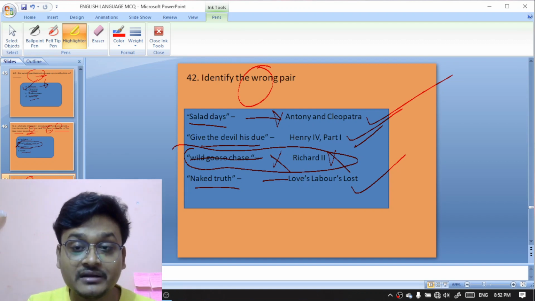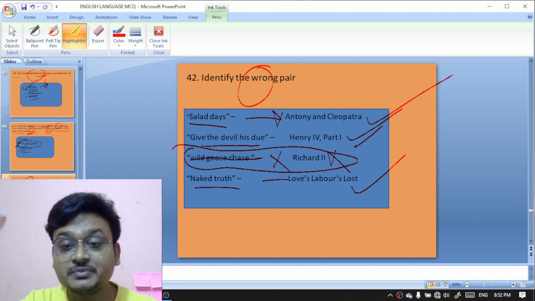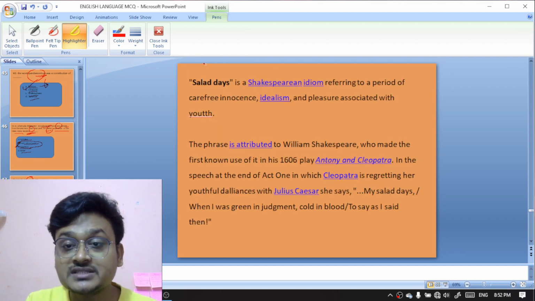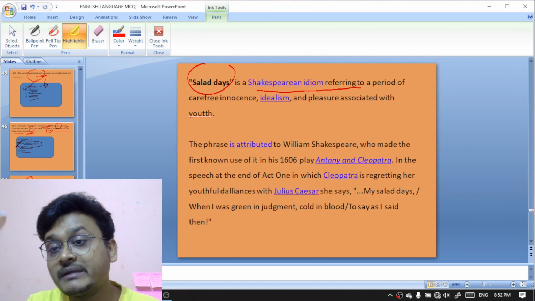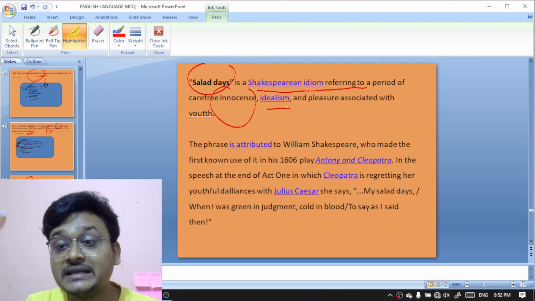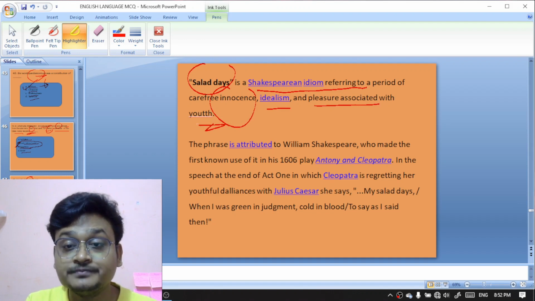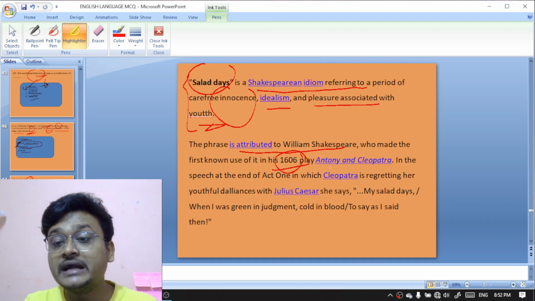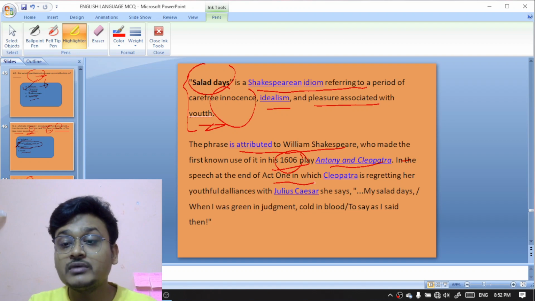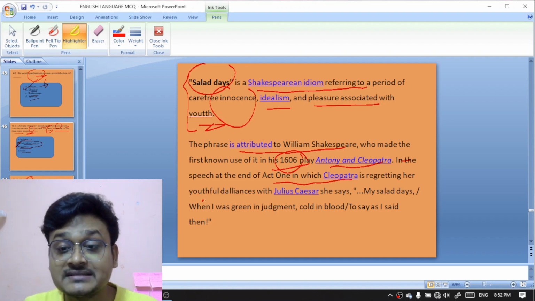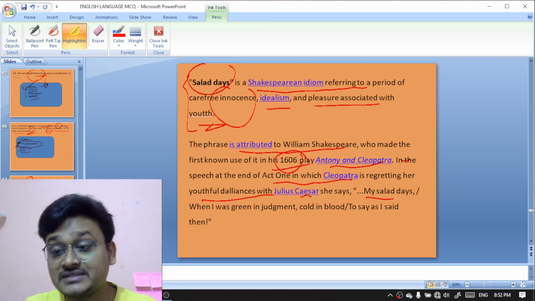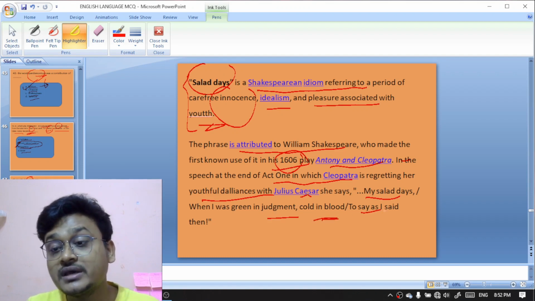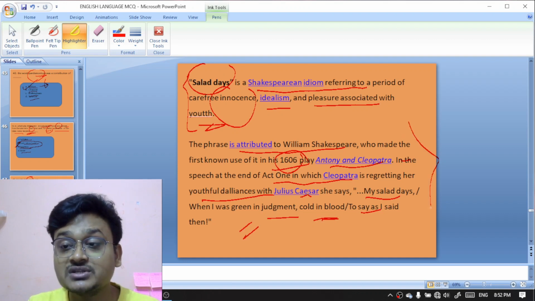Now what is salad days? Let's look at it. Salad days is a Shakespearean idiom referring to a period of carefree innocence, idealism, and pleasure associated with youth and inexperience. The phrase is attributed to William Shakespeare, who made the first known use of it in his 1606 play Antony and Cleopatra, in the speech at the end of Act 1, in which Cleopatra is regretting her youthful dalliances with Julius Caesar. She says, "My salad days, when I was green in judgment, cold in blood, to say as I said then." So it is the inexperience he's talking about.